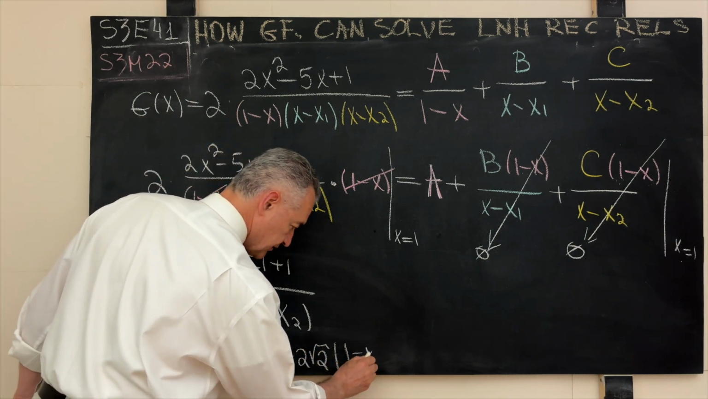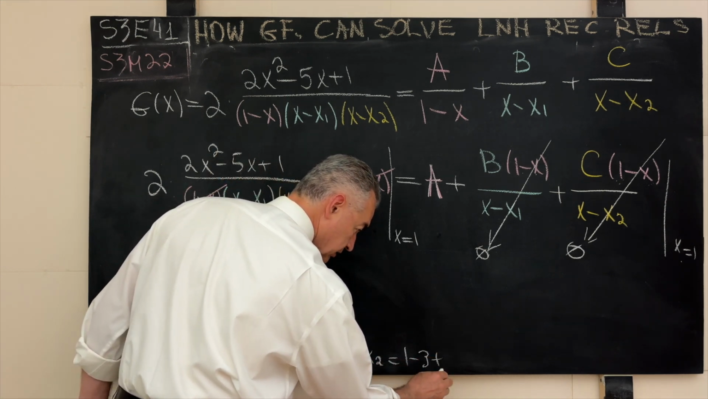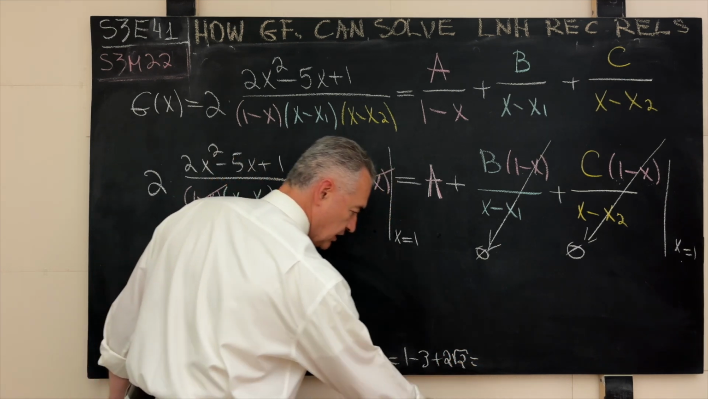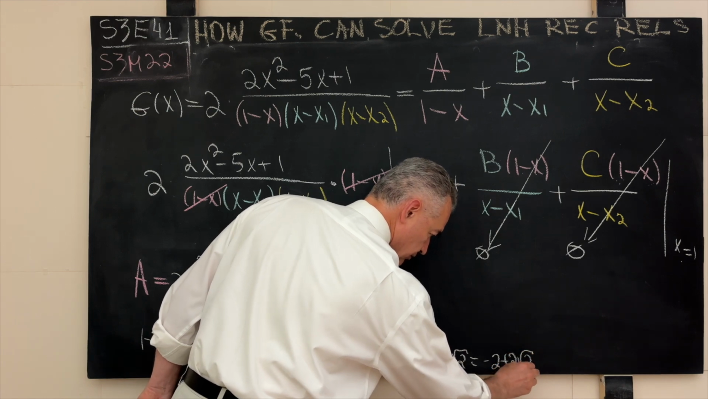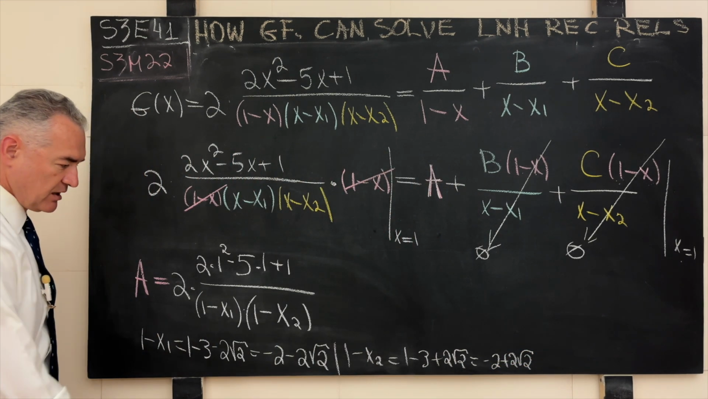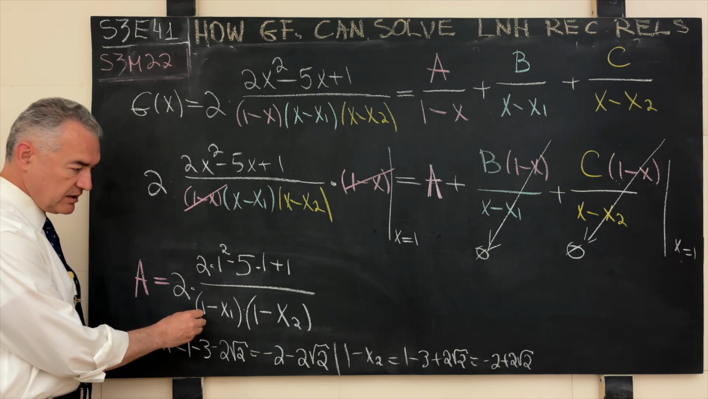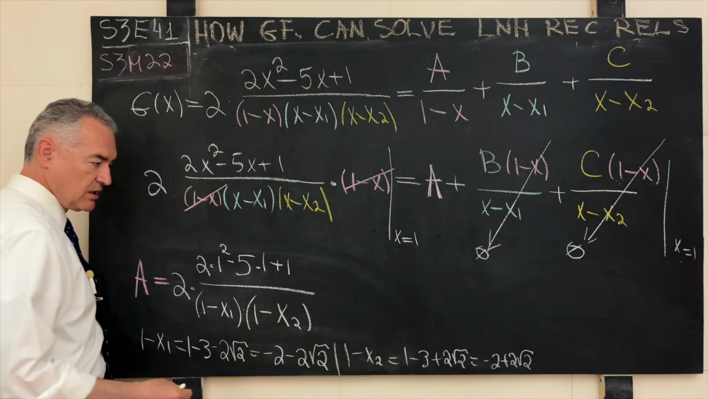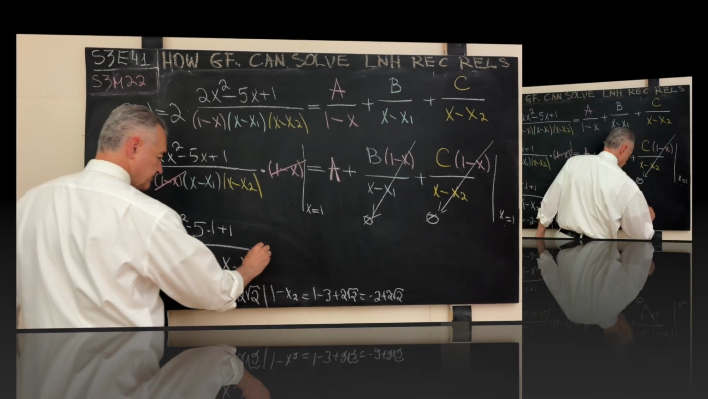And what is 1 minus x2? Well, it would be 1 minus 3 plus 2 square roots of 2. What is this? This is minus 2 plus 2 square roots of 2. And this is it. At this point, this becomes basically a mundane middle school number shuffling. And if we carry out the computations carefully, then we will obtain the following.